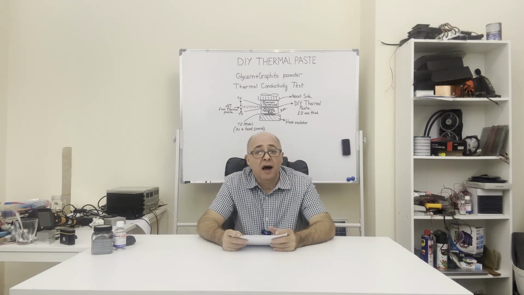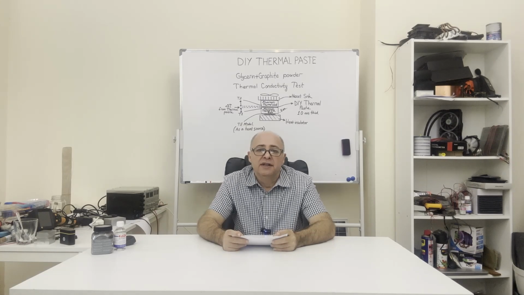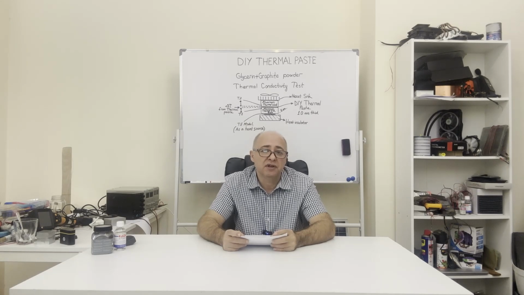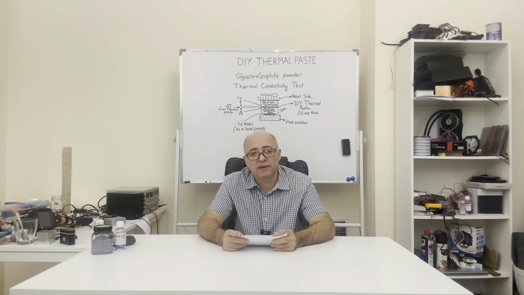Why did I choose these materials? Glycerin is a liquid with relatively high thermal conductivity and its evaporation is very low. Its thermal conductivity is 0.285 watt per meter Kelvin. Graphite powder is a material with very high thermal conductivity, between 150 and 300 watts per meter Kelvin.